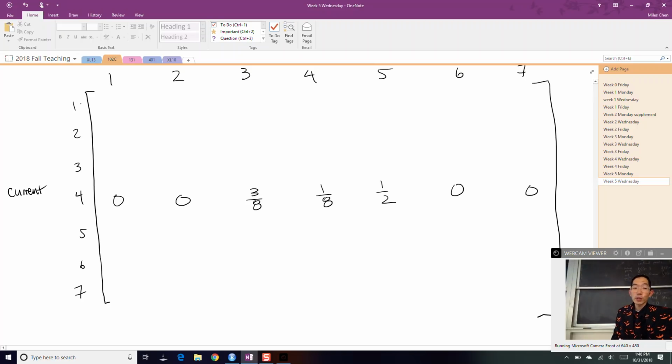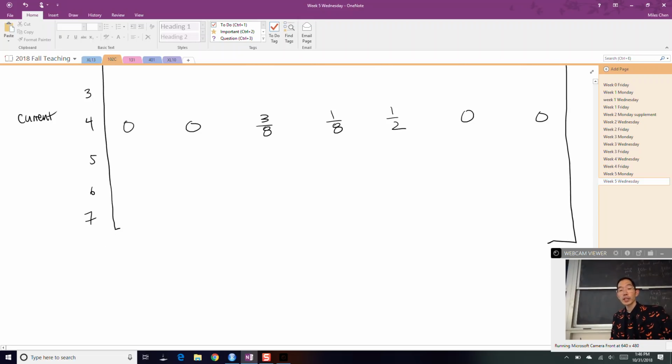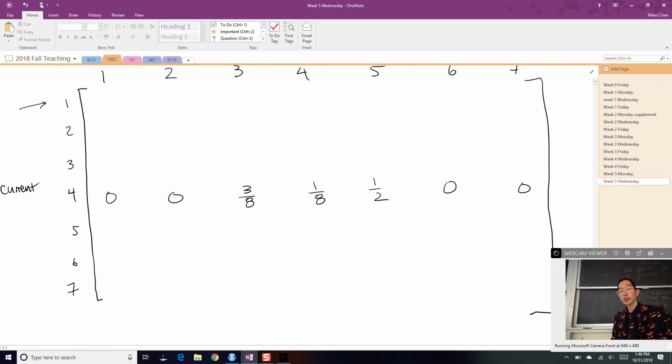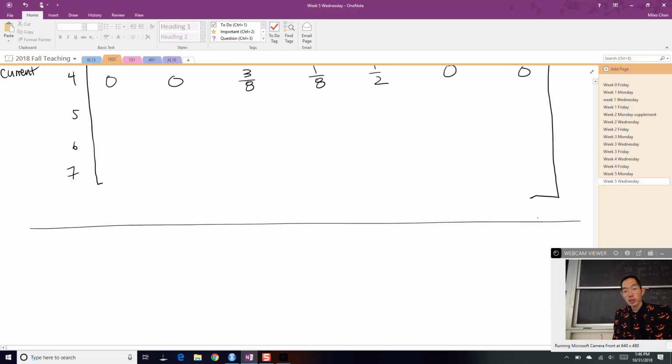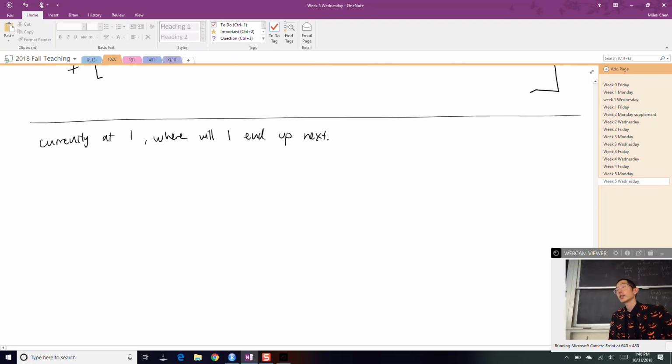And then we can go through and see, let's just say, what if I'm currently at island 1? Let's work on row 1. What we just found represents the row for if I'm currently at island 4, where will I end up next. Let's say I'm currently at island 1, where will I end up next? On the next turn, because I'm flipping a coin, I'm either going to propose 0 or propose island 2, right? So on the next turn, I can only end up at island 1 or island 2, if I'm at island 1.